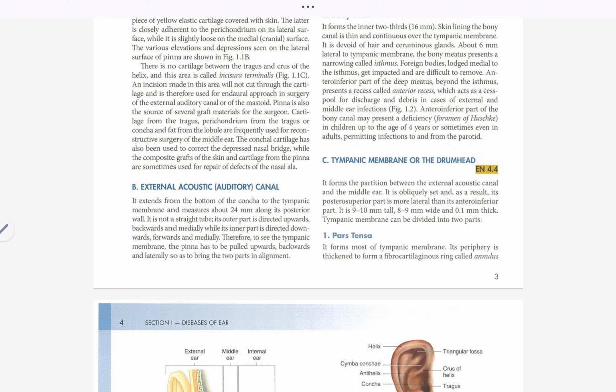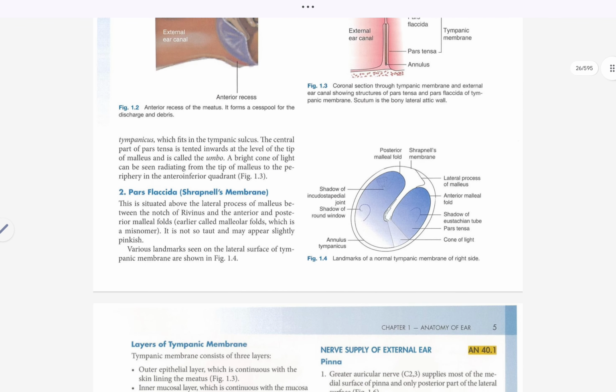Tympanic membrane can be divided into two parts, pars tensa and pars flaccida. Pars tensa forms most of the tympanic membrane. Its periphery is thickened to form a fibrocartilaginous ring called annulus.